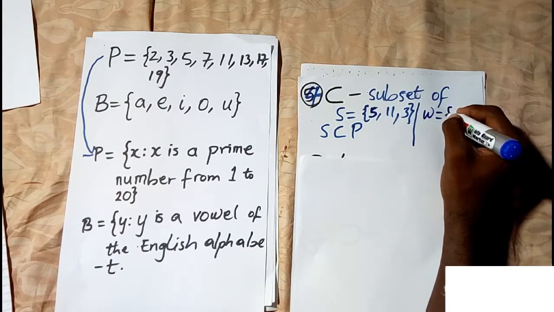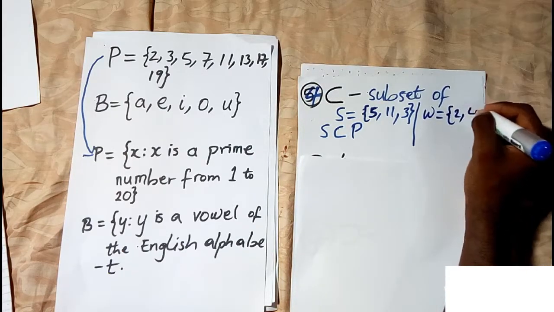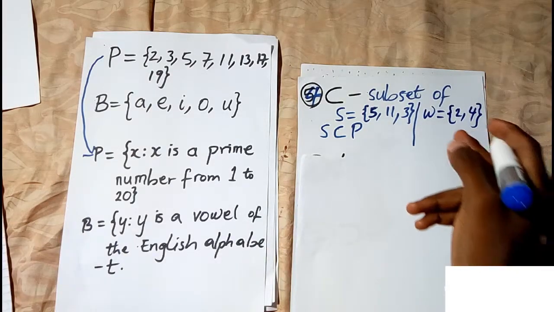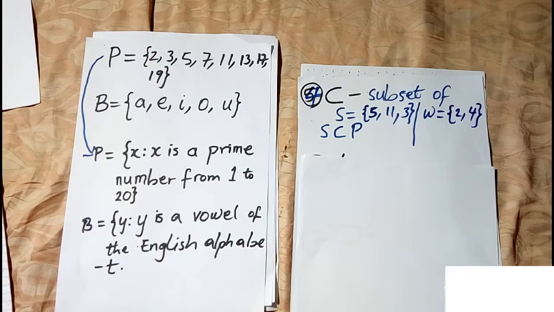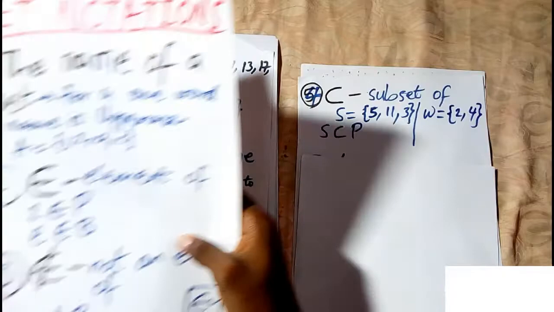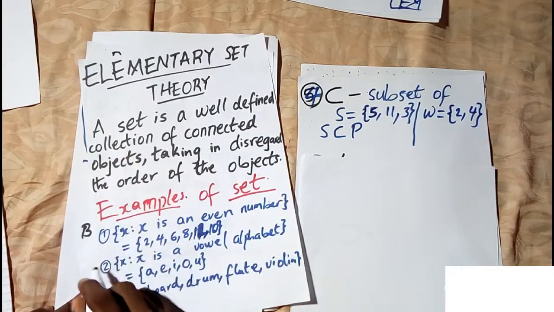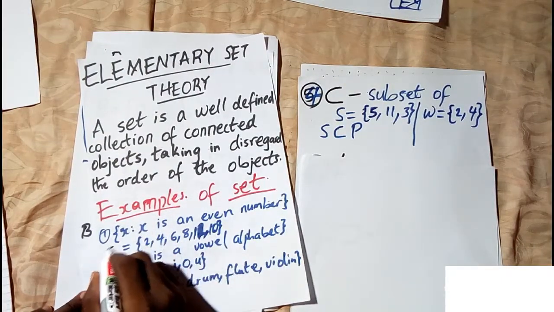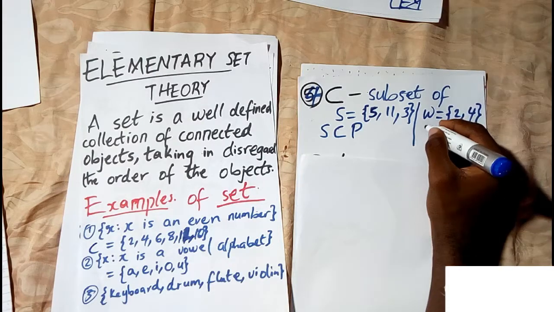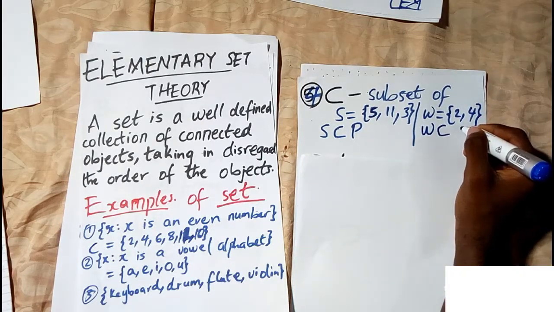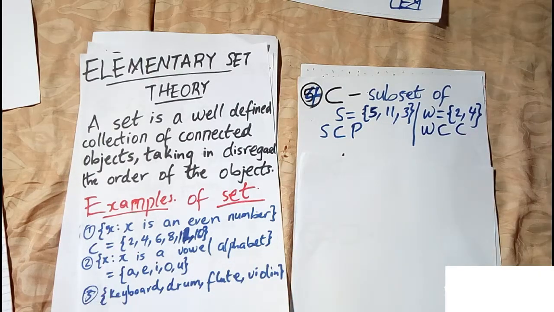Okay, if we have another set, let's say W. Okay, we have 2, we have 4. No, not that example, but we can still use it from our first example here. So let's name this set here C. So say W is a subset of C, capital C, uppercase C.